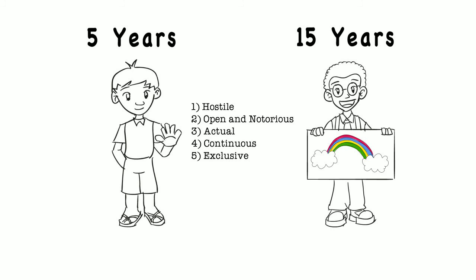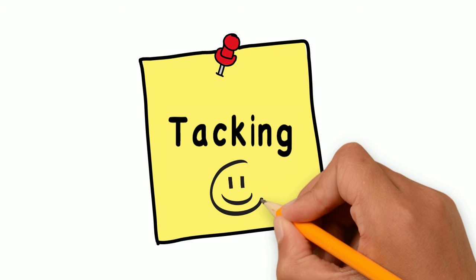Under the tacking rule, your 15 years and your friend's 5 years will be added together to meet the statutory requirement of 20 years. That's called tacking. So that's adverse possession.